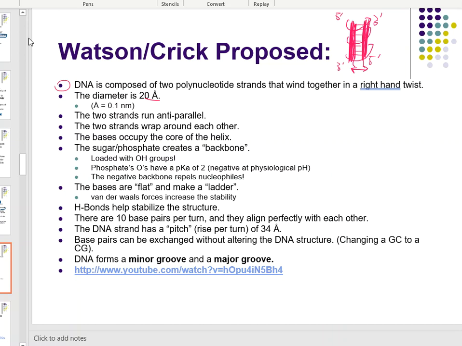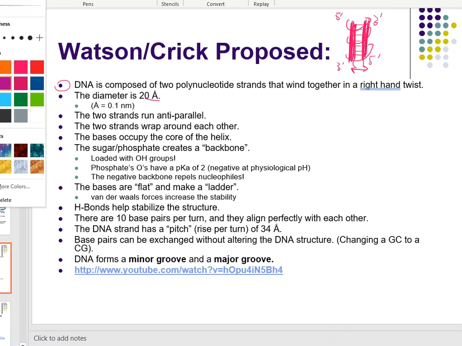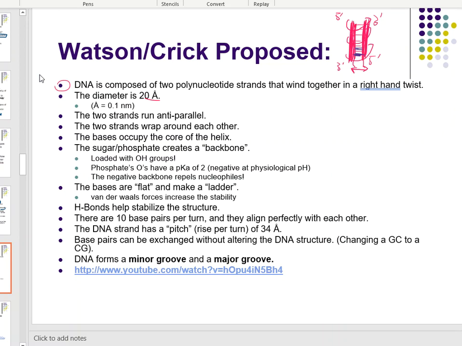The two strands wrap around each other. Well, we kind of know that. If we're talking about the twist, we know that these things are going to wrap around on each other as well. The bases occupy the core of the helix. So the helix is the shape of what we describe as it twists. And all of the base pairs that are on the inside of those strands, all of these base pairs right here, they are nestled in the middle of the helix. So as it twists like a slinky, think of that at least, there's going to be base pairs that will be here in the middle. And that's how this thing is going to be structured.